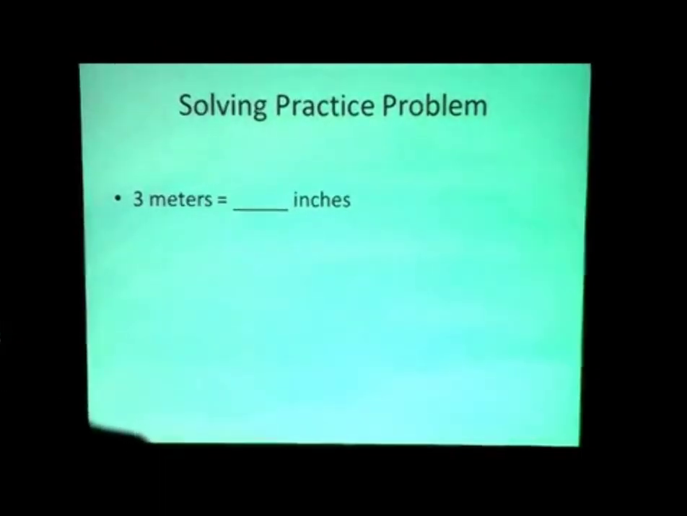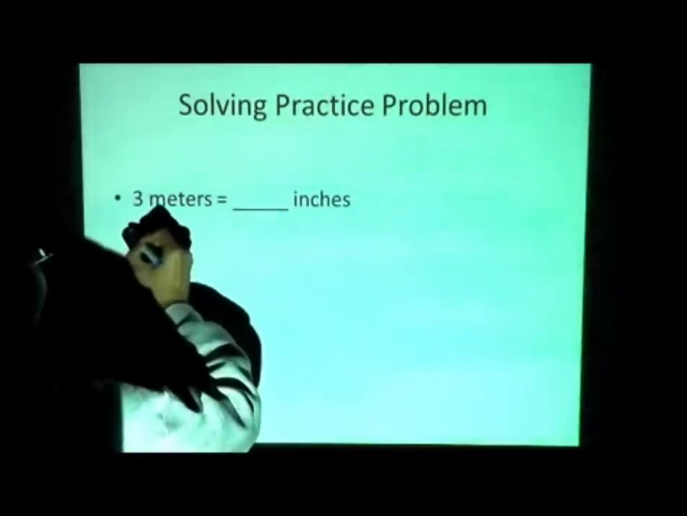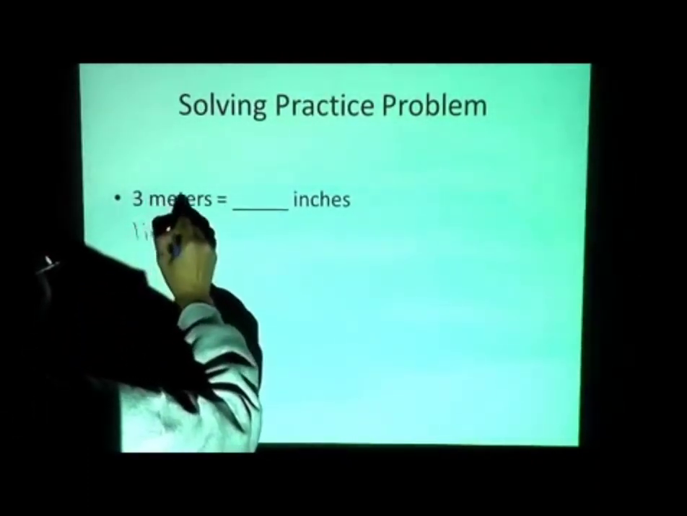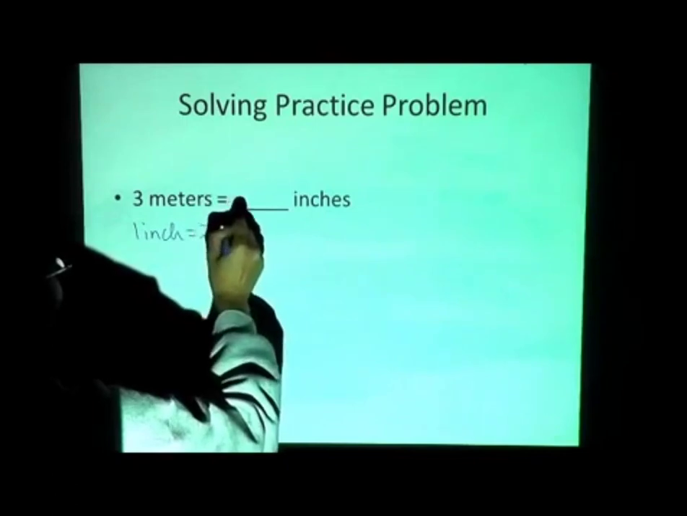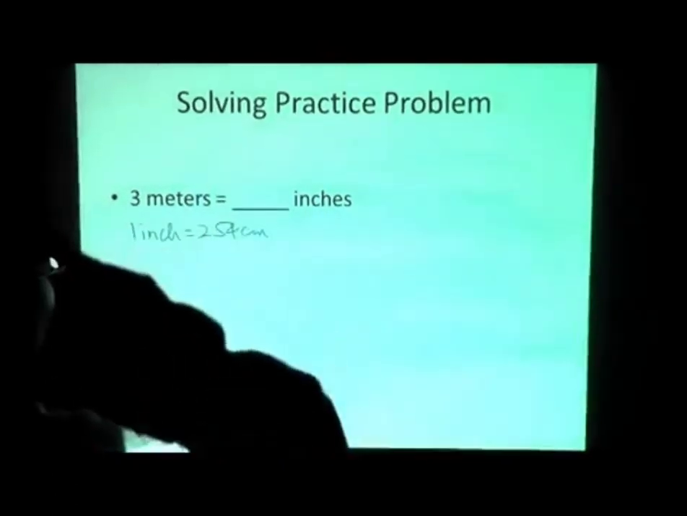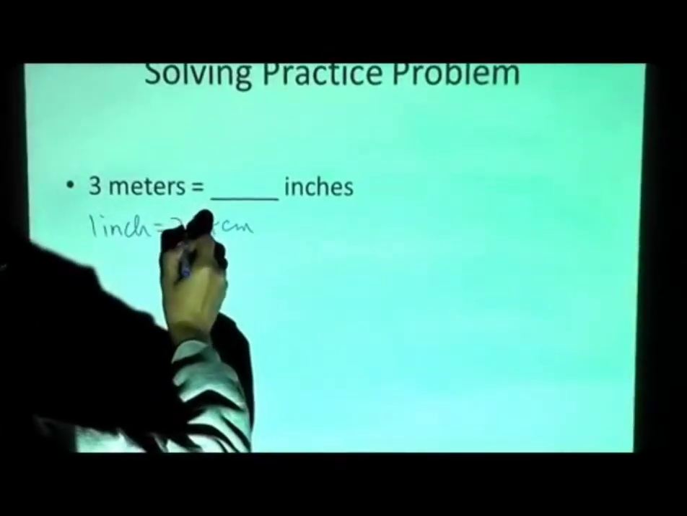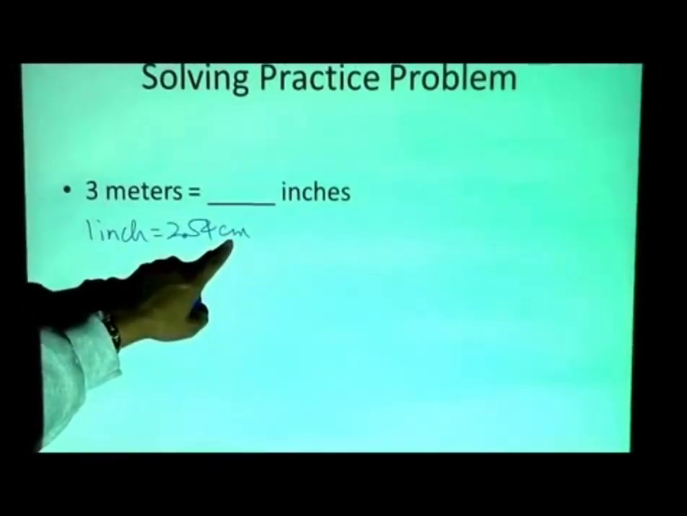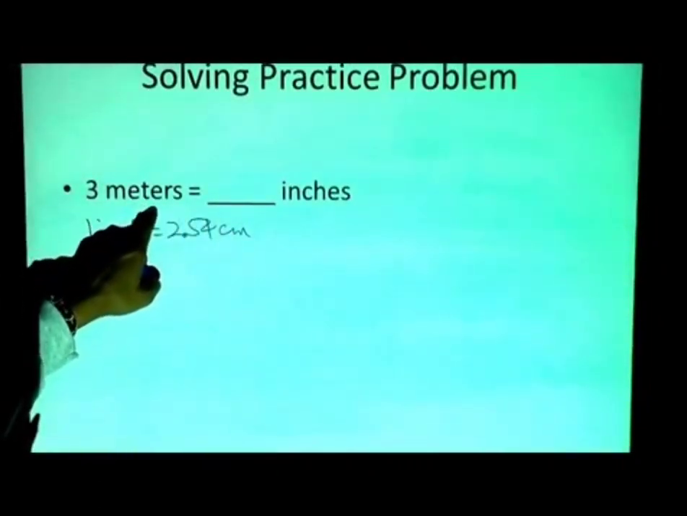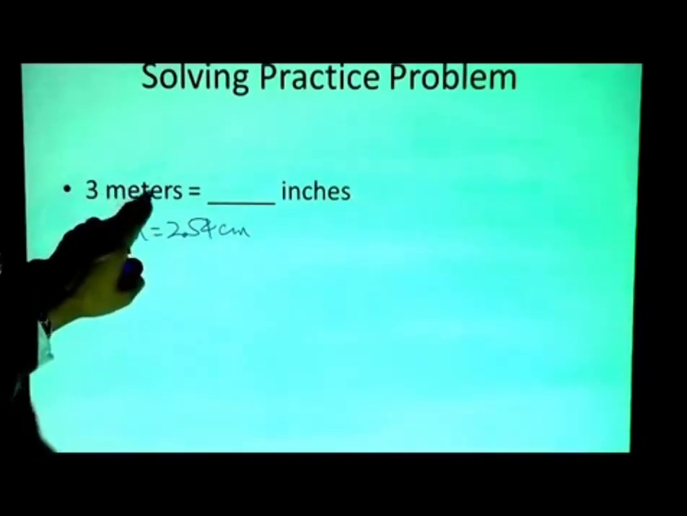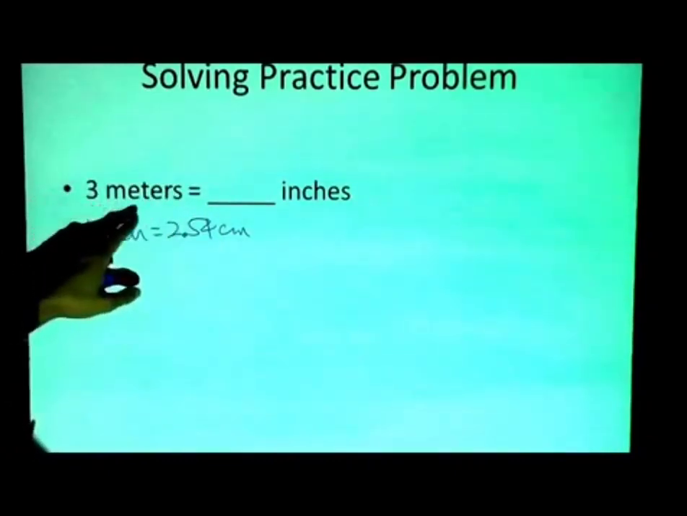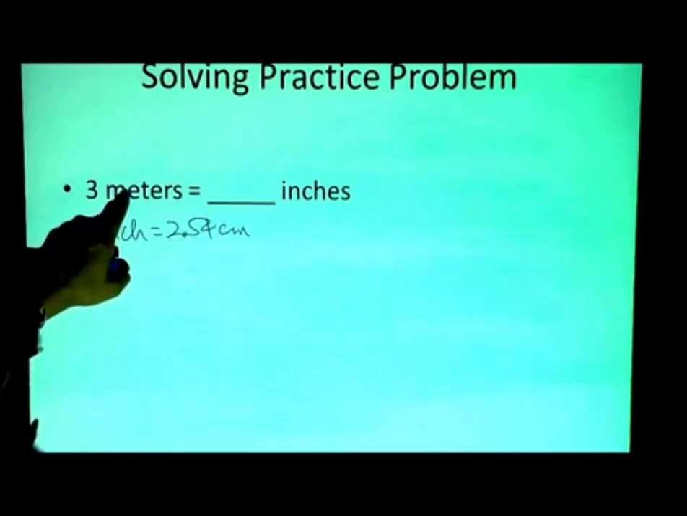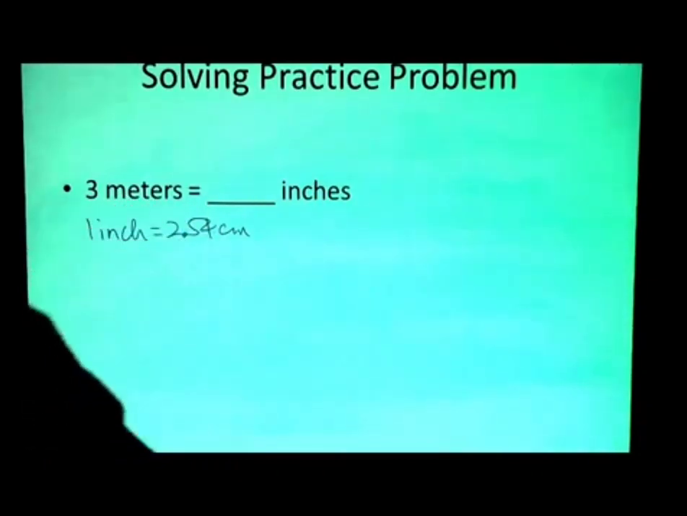Well, we could use the old relationship of 1 inch equal to 2.54 centimeter. But it's a little bit messy because you have your relationship in centimeter, not necessarily in meters. So you can do one of two things. You can say, okay, I'm going to use this relationship, but first I got to change this meter to centimeters.